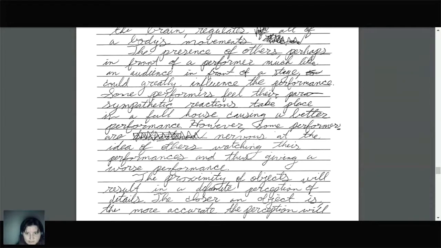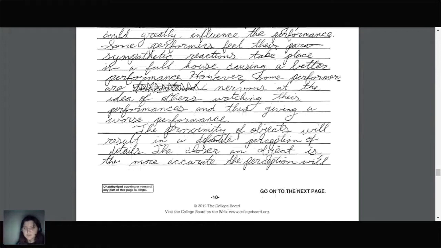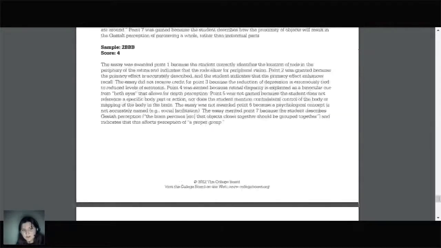Some performers feel their sympathetic reactions take place in a full house, causing a lesser performance, or better performance. However, some performers are nervous at the idea of others watching their performance, and they are going to give a worse performance. There's no social facilitation, no social loafing, bystander effect. None of that was named. They didn't use specific terms in that case.